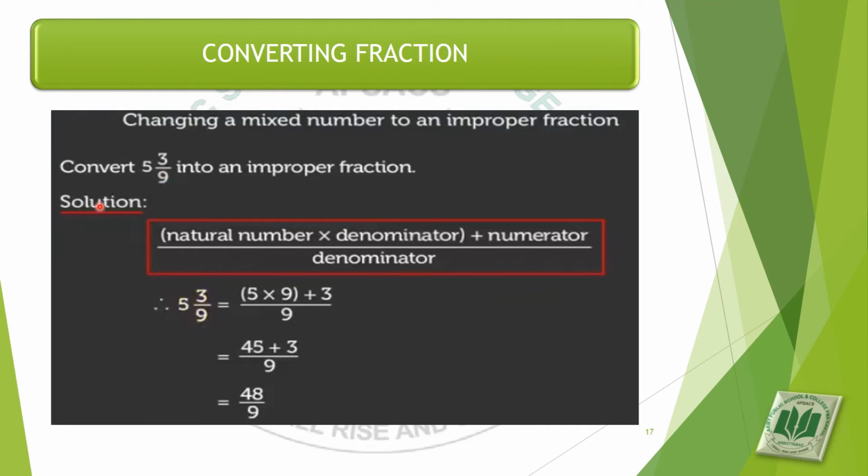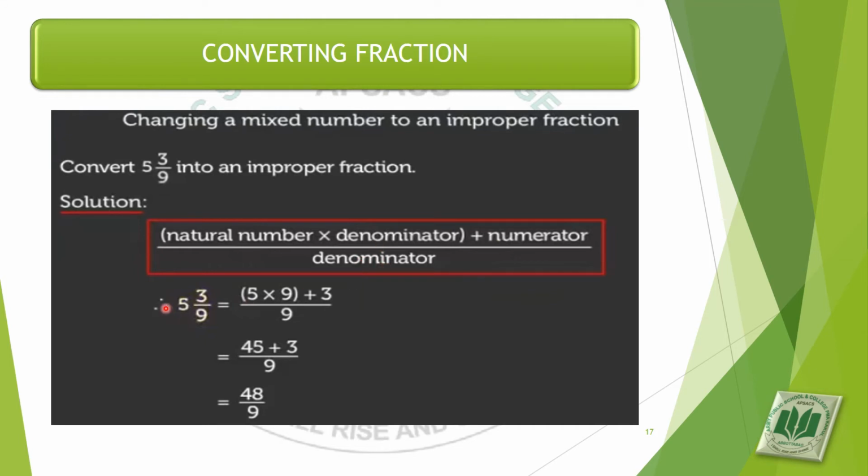Now let's see the solution. For the solution, we will use the formula. The formula is, when we convert a mixed number to an improper fraction, we multiply the natural number and the denominator. In that answer, we will add the numerator, and which is divided by the denominator.